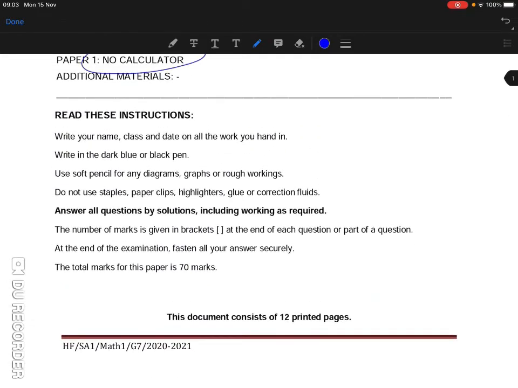Please read also the instructions here. For the graph, I need you to prepare the ruler, the pencil, and also the eraser, yeah.